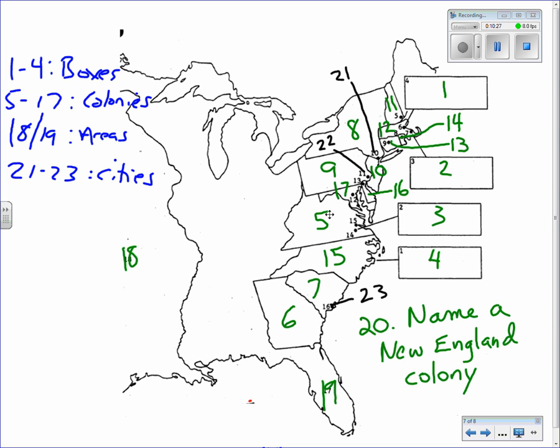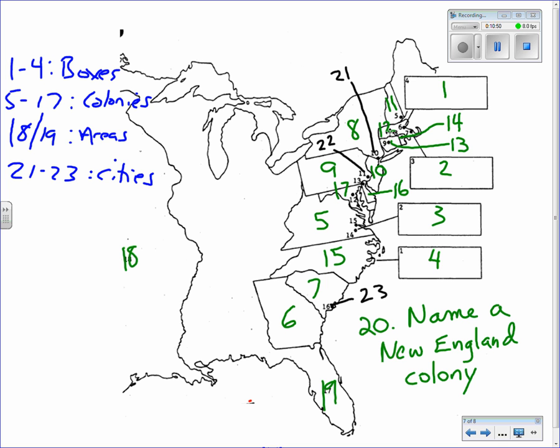Colony number 5 right here is Virginia. Colony number 6 down below here is Georgia. 7 is South Carolina. 8 is New York, so these numbers are kind of jumping around a little bit. 9 is Pennsylvania. 10 is New Jersey. 11 up top here is New Hampshire.